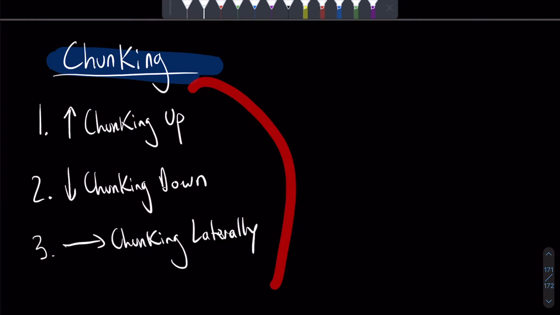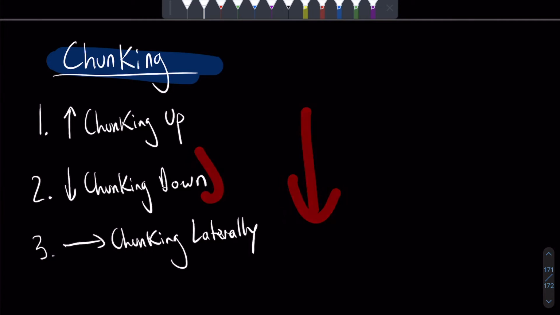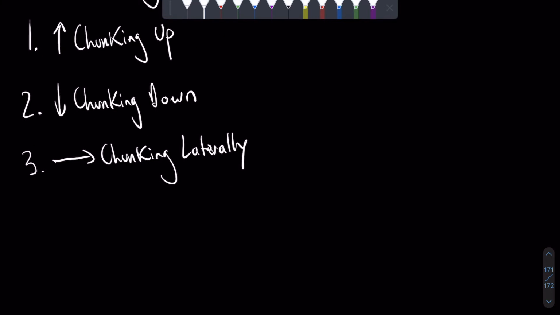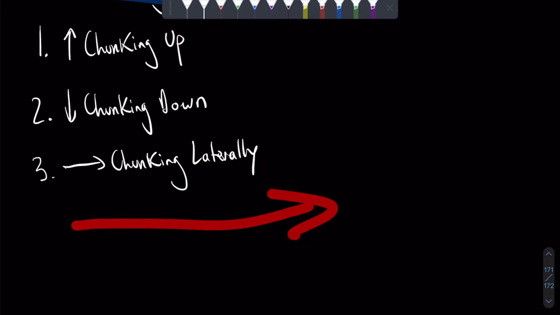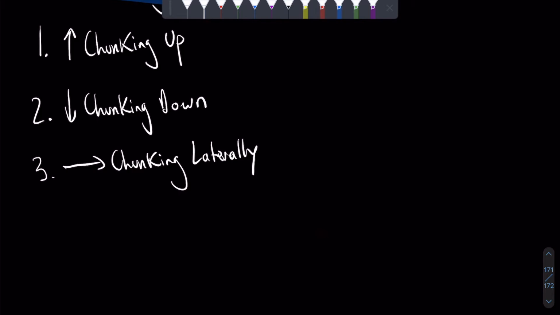What does this mean? So chunking up, put simply, is going more complex, getting to a higher level of complexity. Chunking down is going down a level of complexity, so getting more simple as you go down, and we've got an example coming up here in a second. And then laterally chunking, or what is this like? So what are other things similar to what you're talking about?